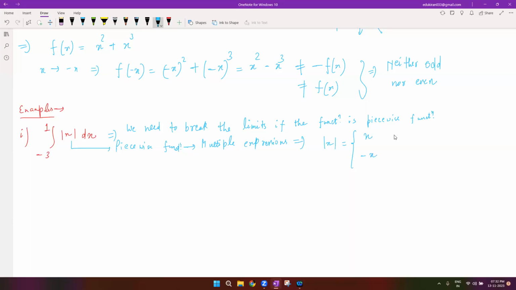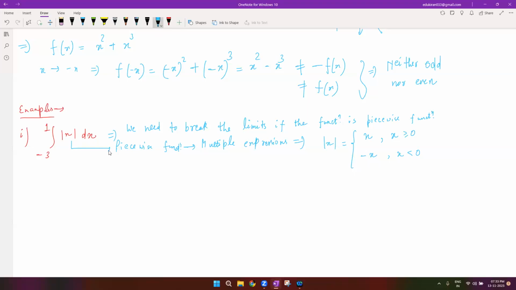If x is greater than or equal to 0, you directly remove these bars. But if x is less than 0, then you remove these bars by taking a negative outside. So if it is mod of minus 4, the answer is 4. And if it's mod of 4, then the answer will be directly 4. Because this is a piecewise function, we use the third property.